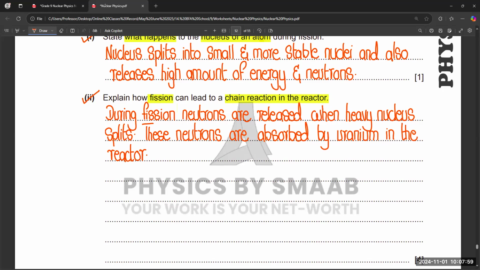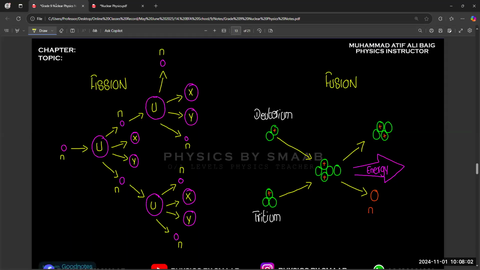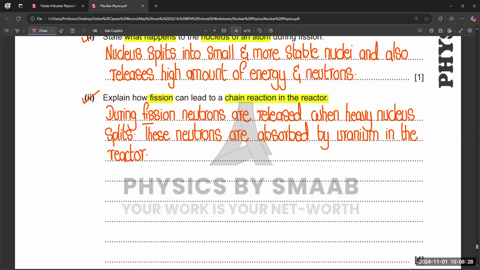So in this way, just like in this diagram, we started with one neutron and we get two more neutrons. And those two neutrons strike the uranium again and they produce two more neutrons individually. So you can see from one we got two, and from these two neutrons we are getting four. Now these four will produce more and we will get 8, 16, 32. In this way, we are getting more and more neutrons that helps you to continue the fission reaction in a chain form. Okay.